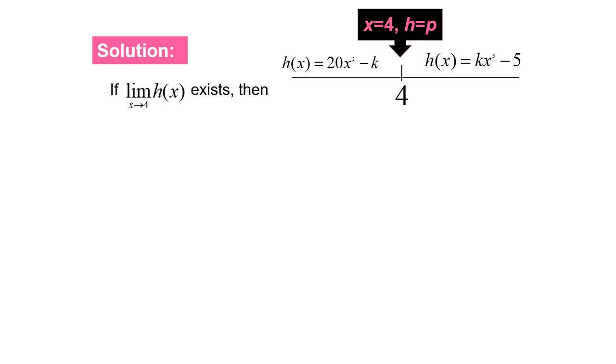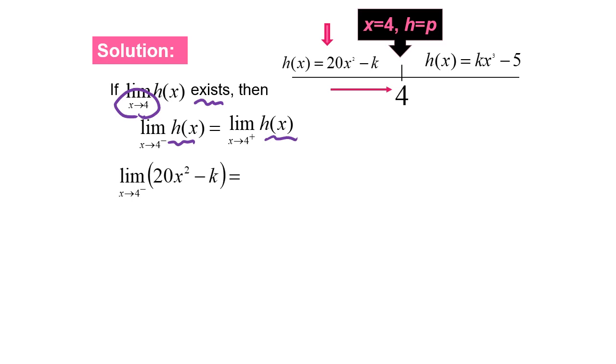Okay, now we have this sketch of the graph on the x-axis. Now we want to find the value of k such that the limit of h(x) exists as x approaches 4. What it means by exists is that the limit from the left-hand side is equal to the limit as x approaches 4 from the right-hand side. So we just have to substitute which function on which side. For x approaching 4 from the left-hand side, we use the function 2x squared minus k. And from the right-hand side, we use the function kx cubed minus 5.